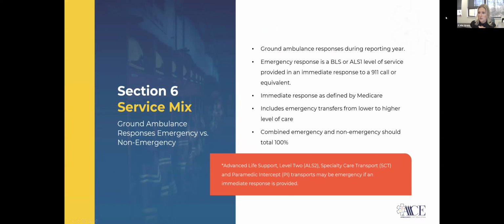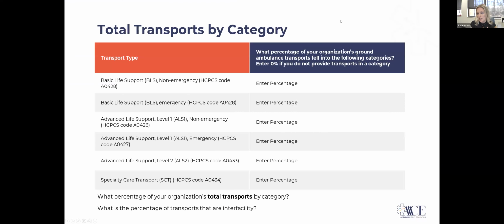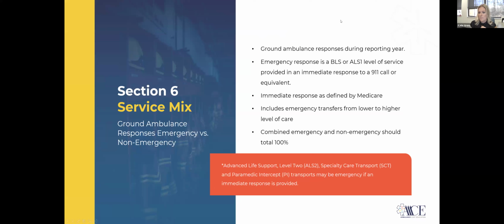Section 6 gets into the service mix, and this is where they're going to look at what was your total emergency versus non-emergency volume. For the purpose of the instrument, emergency is considered an immediate response to either a 911 or an equivalent request. And then non-emergency would be, it was pre-scheduled or it wasn't a 911. It didn't require that immediate response.